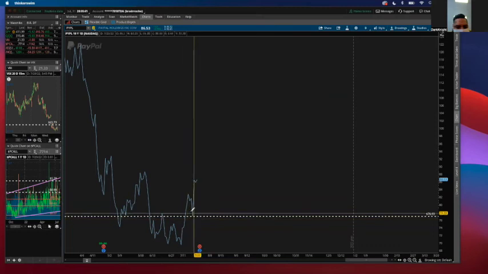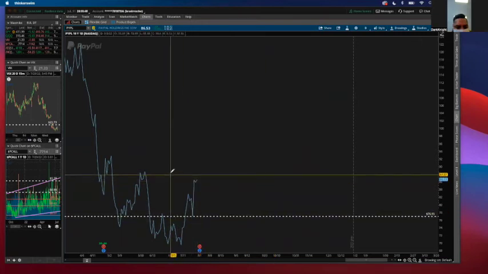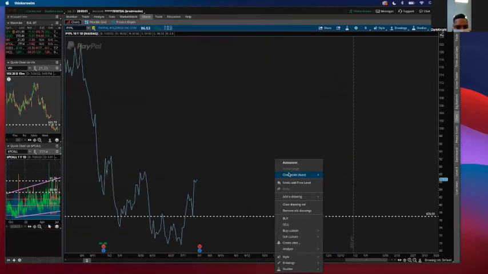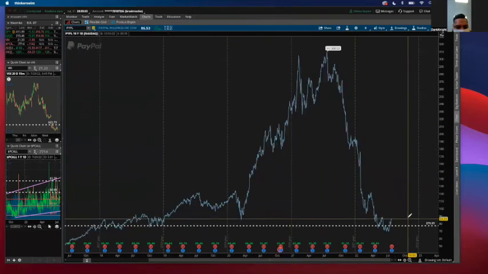Look at that nice, perfect bounce right off this level, off the 77 level. And we made a huge move all the way up, almost a $10 move on this stock. This is probably where I would have wanted to play it, right? But now we look like we're here.